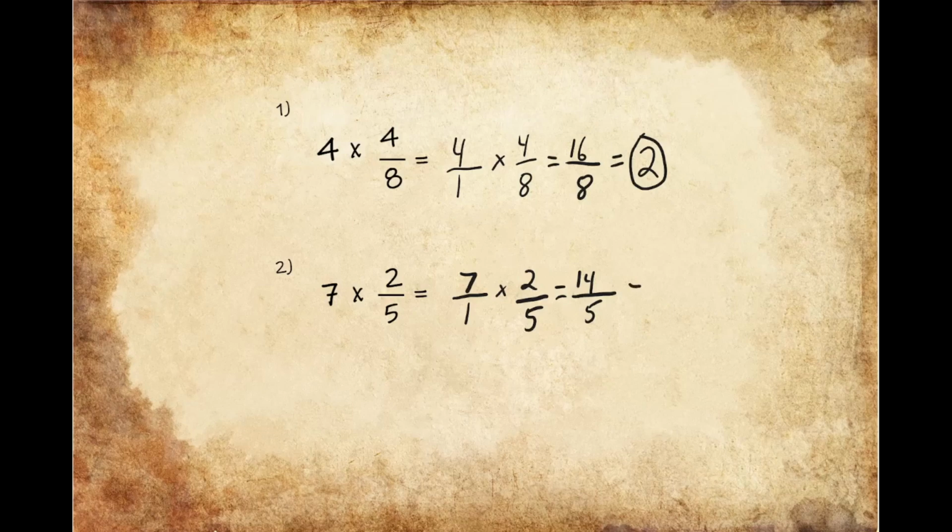So we're going to rewrite this fraction as a mixed number. We have 2 whole groups and we have 4 parts left over. So the 4 is going to be our new numerator, and we're just going to keep the denominator the same. So the product of 7 times 2/5 is 2 and 4/5.